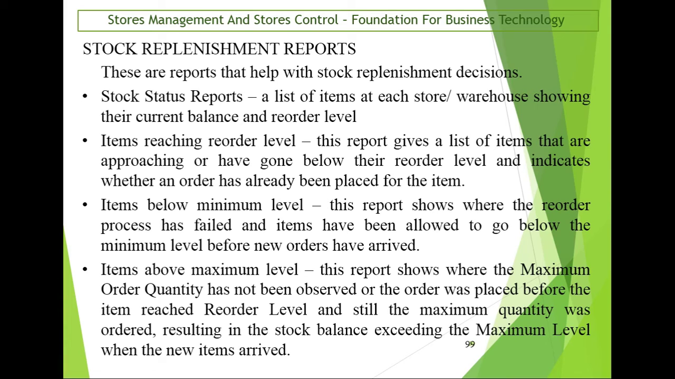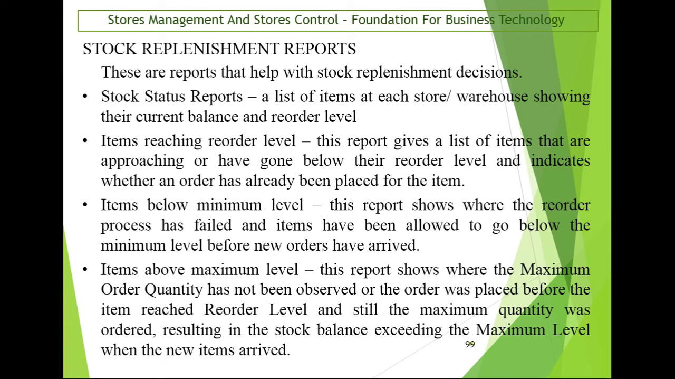You can also generate a report of items that are reaching or that have reached reorder level. This report gives a list of items that are approaching or have already gone below their reorder level, and it indicates whether an order has already been placed for the item. If no order has been placed, then we make a decision to place a purchase order.